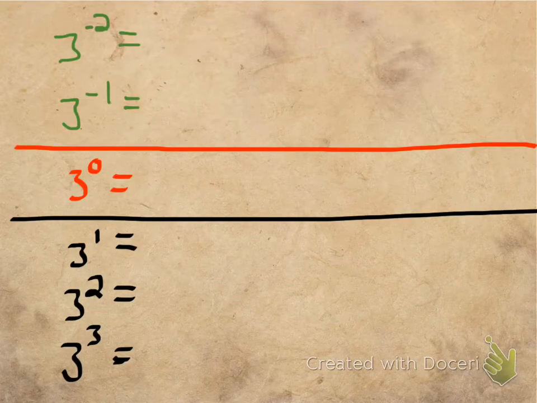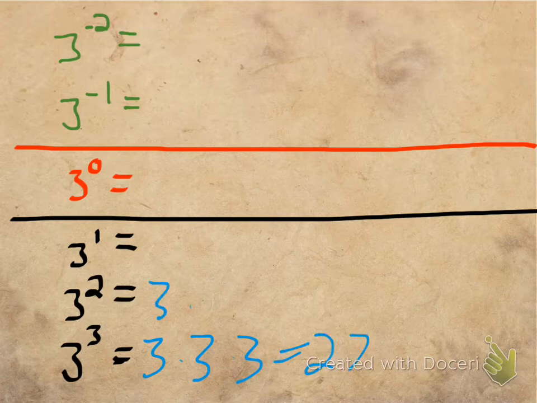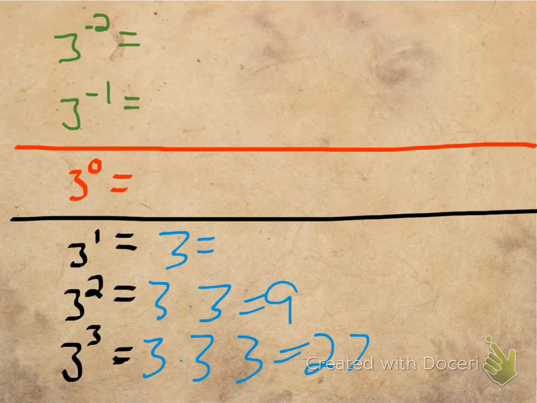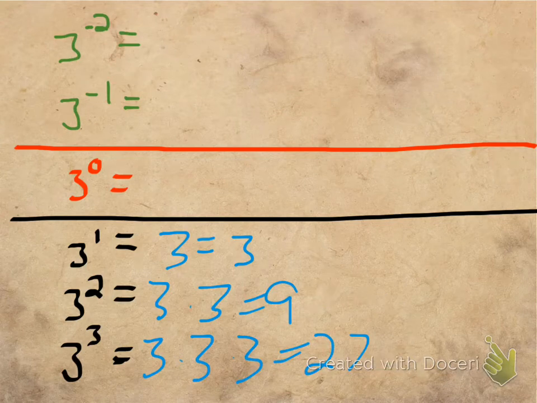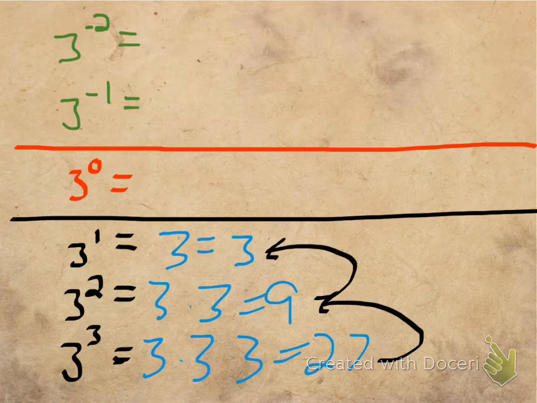I'm going to write down the ones that we previously had. Right here, 3 times 3 times 3 is 27. 3 times 3, which is 9. And 3, which is 3. Now, you notice how last slide I said we're multiplying by 3 each time? So if I went in reverse, I would be dividing by 3 each time. So I'm going to divide by 3. 27 divided by 3 is 9. 9 divided by 3 is 3. 3 divided by 3 is 1.